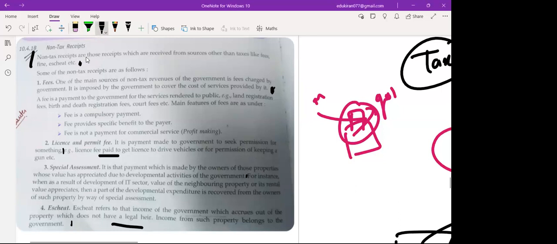What is the meaning of special agreement? Like I just made the agreement on some terms and conditions. That is a special agreement. Okay.